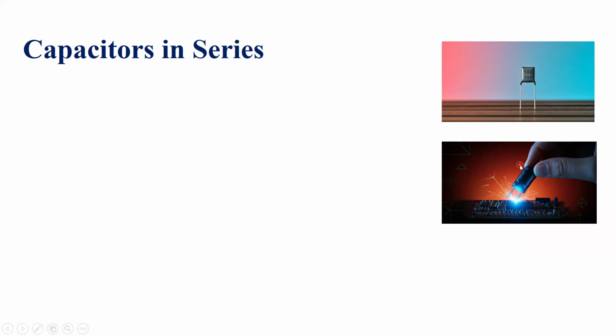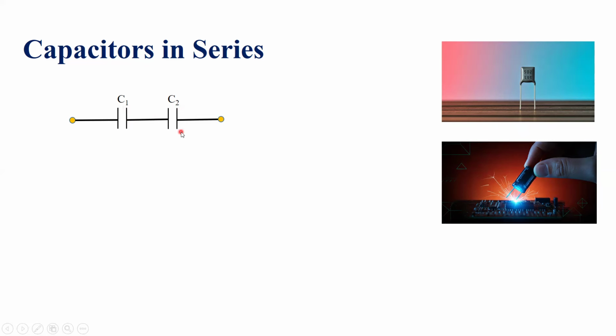You can see that there is a range of different types of capacitors available in the market. This is called ceramic capacitors. This is called electrolytic capacitors. But now we'll see how their connections in series and parallel behave. So for example, you have two capacitors, C1 and C2. They are said to be connected in series.